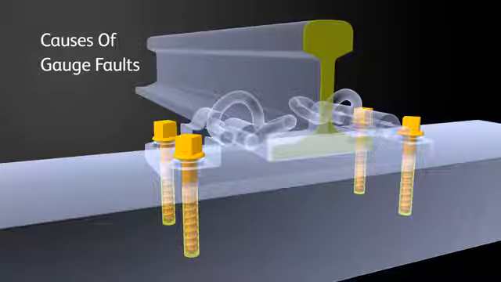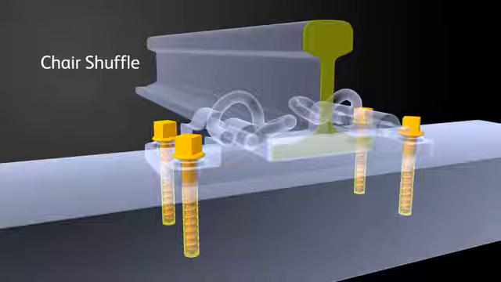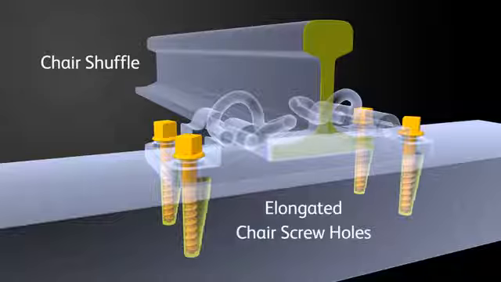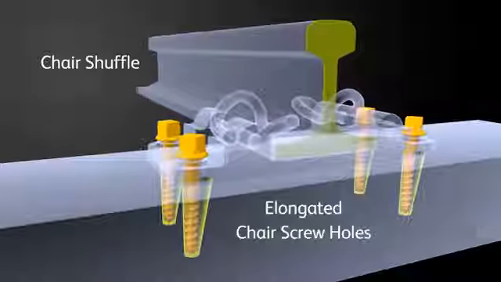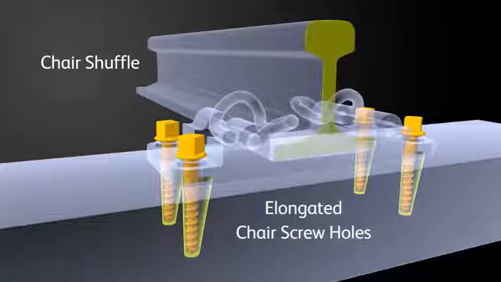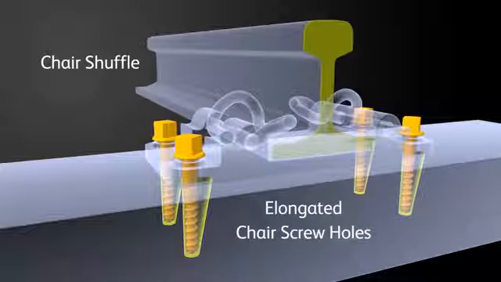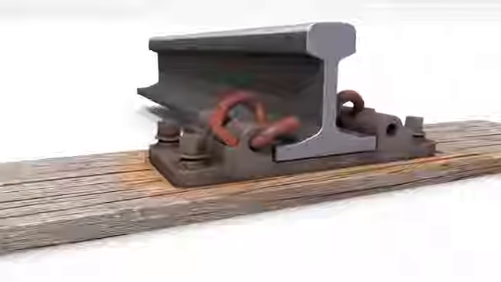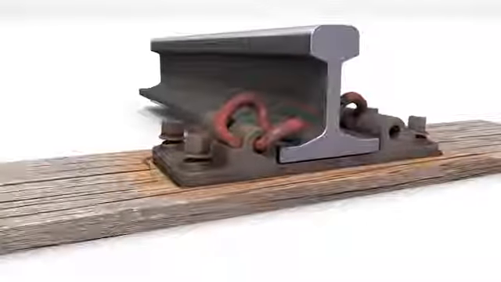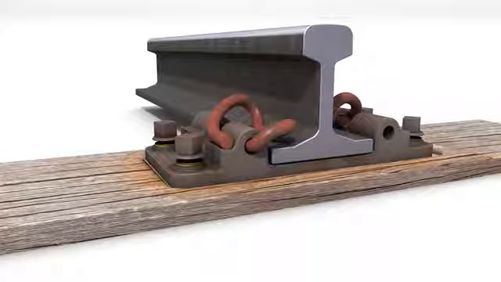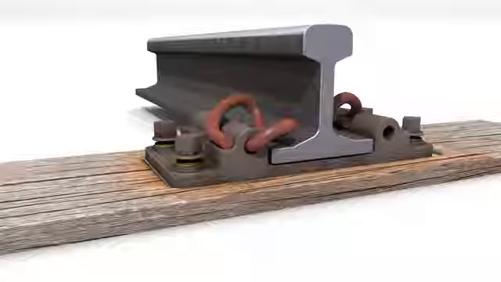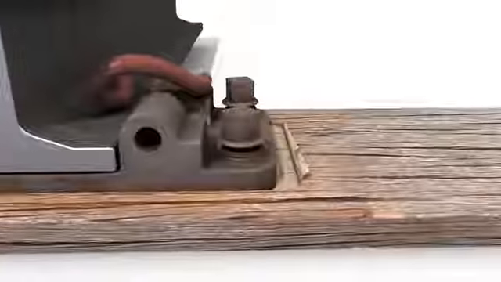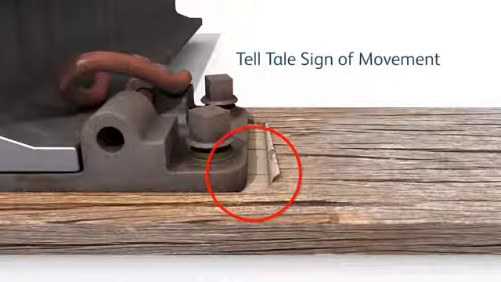Some examples of gauge faults on wood are chair shuffle. The holes for chair screws in the wooden sleepers have become elongated and the lateral forces of the trains push the rails and chairs outwards. One of the telltale signs for shuffle is a wear pattern forming in the sleeper. The constant lateral movement creates a sandpaper-type effect, which rubs away the sleeper, causing the base plate to slowly start embedding in the sleeper. In addition, at the end of the sleeper, some wood shavings may appear.